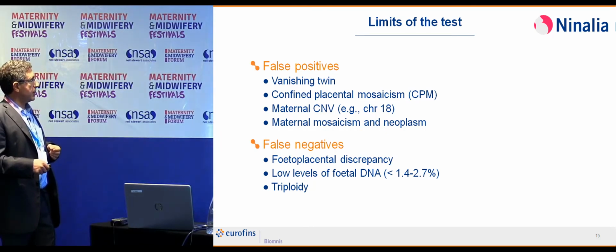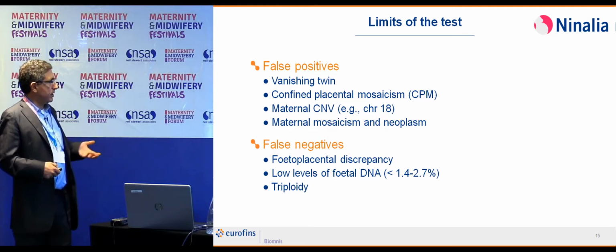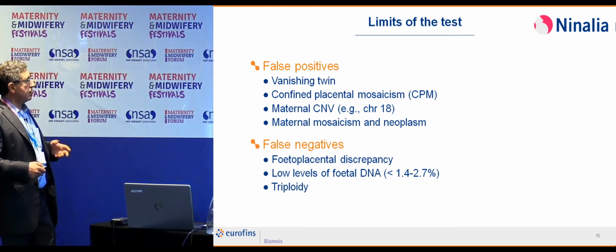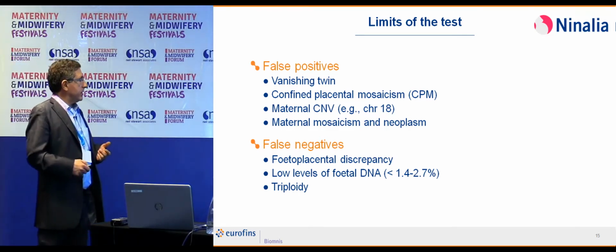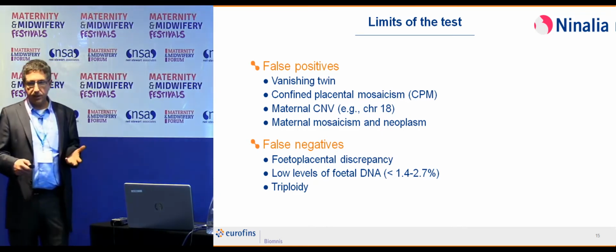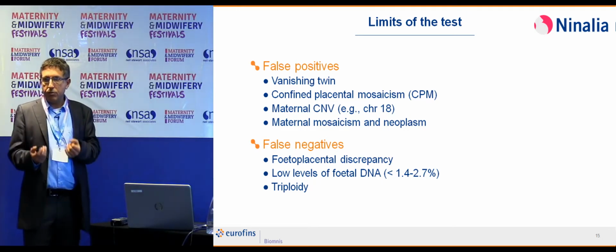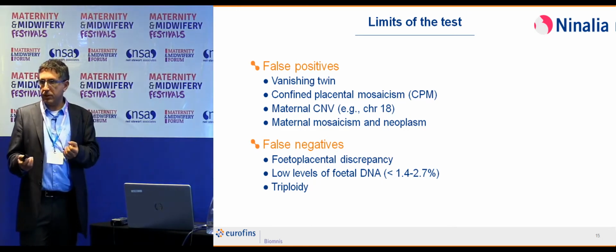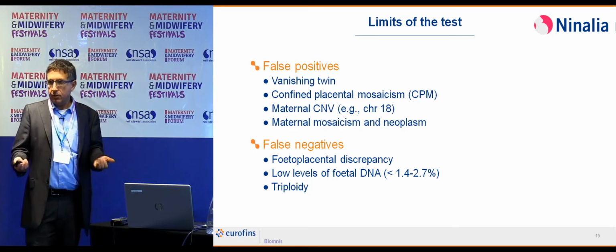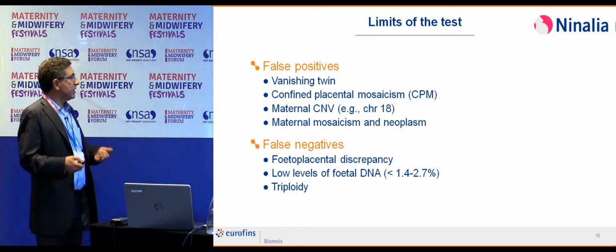For the false negatives, there could be a fetal-placental discrepancy, same as here, but on the other side. There could be low levels of fetal DNA. I told you about this fetal fraction. If there is too low an amount of fetal DNA in the maternal blood, we couldn't detect the trisomy.